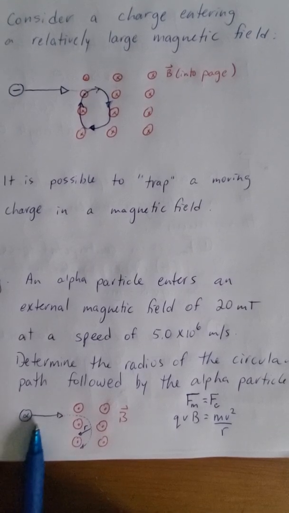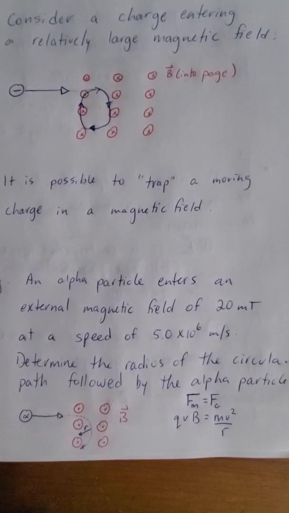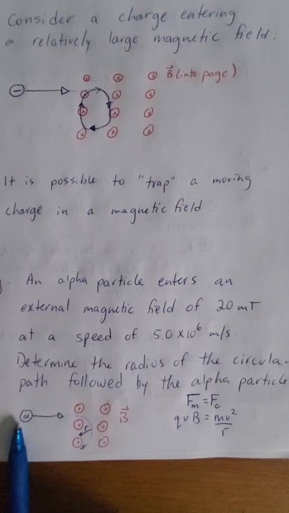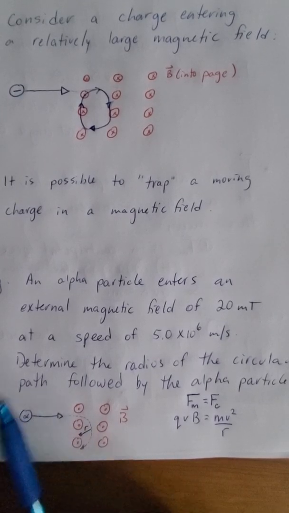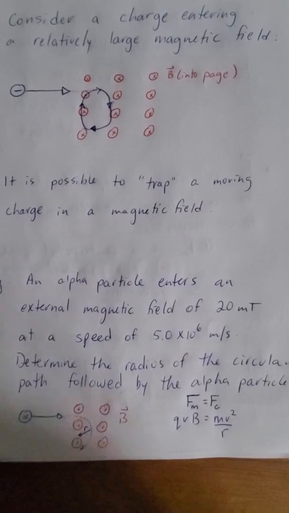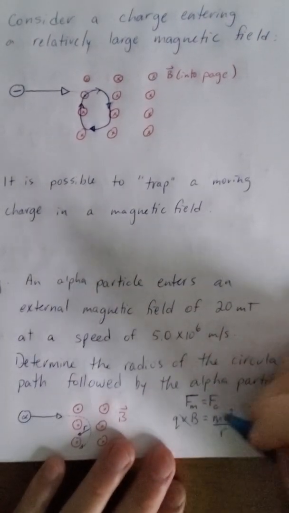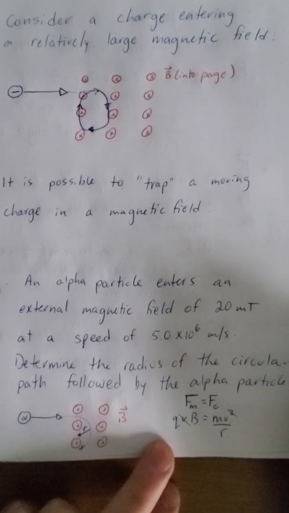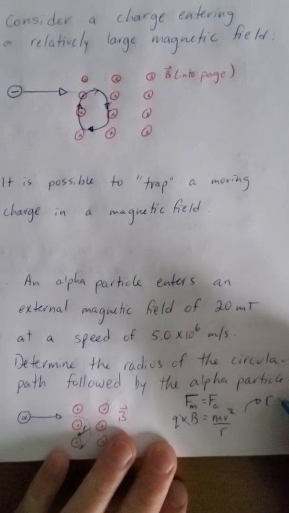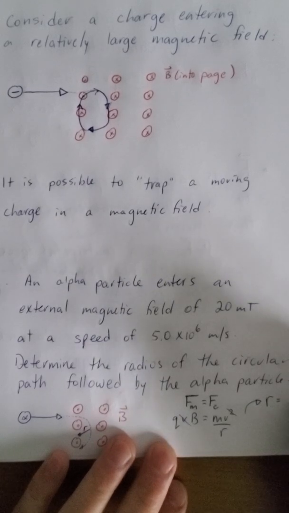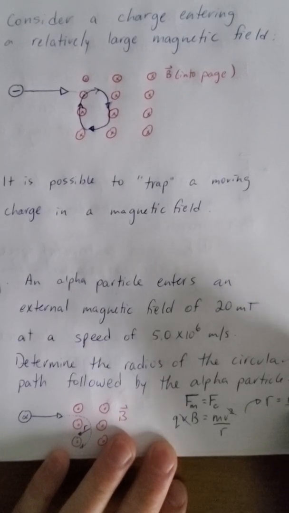99 times out of 100, the charge enters perpendicularly. Here the field's coming out of the page, right? That's 90 degrees to anything moving to the right, actually anything moving on the plane of this paper. Within the formula, one of the v's cancels out. We're looking for r, so I'll just shuffle this around a bit. It ends up being mv over qB.